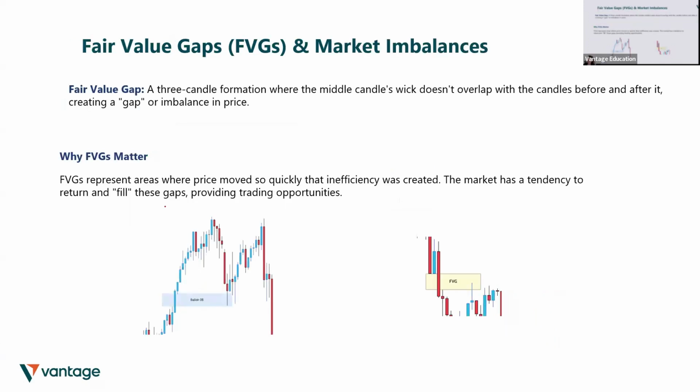Okay, for the fair value gap, FVG, and market imbalances. So what is the FVG, or fair value gap? It's a three candle formation where the middle candle's wick doesn't overlap with the candles before and after it, creating a gap or imbalance in price. Why does FVG matter? It represents an area where price moves so quickly that inefficiency was created. The market has a tendency to return and fill the gap, providing a trading opportunity.